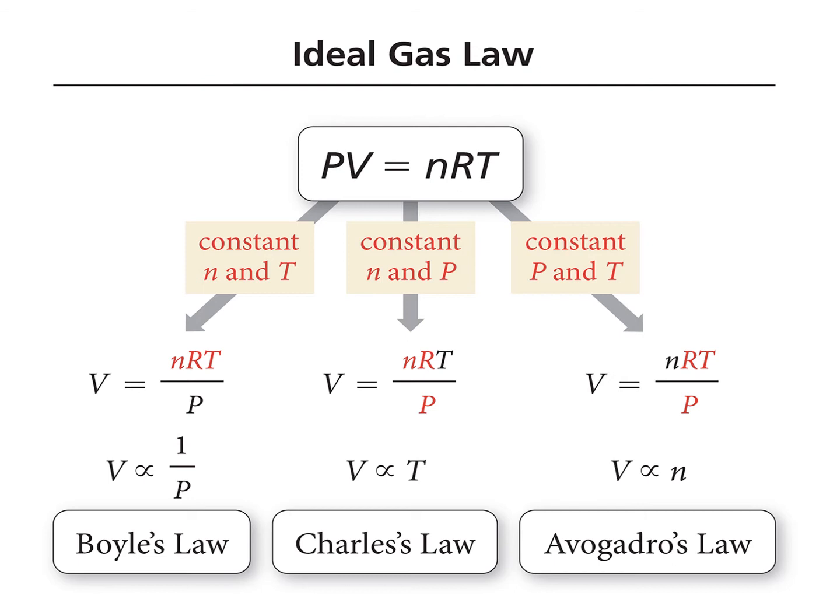So here we can take the ideal gas law and we can break it into these smaller, more simple gas laws called Boyle's law, Charles' law, and Avogadro's law. And really this is just the ideal gas law, but we are taking 2 of the 4 variables and keeping them constant. So for example, with Boyle's law, we are keeping the number of moles of gas constant and the temperature constant. So we're just seeing that there would be an inverse relationship between pressure and volume if we were to do that.